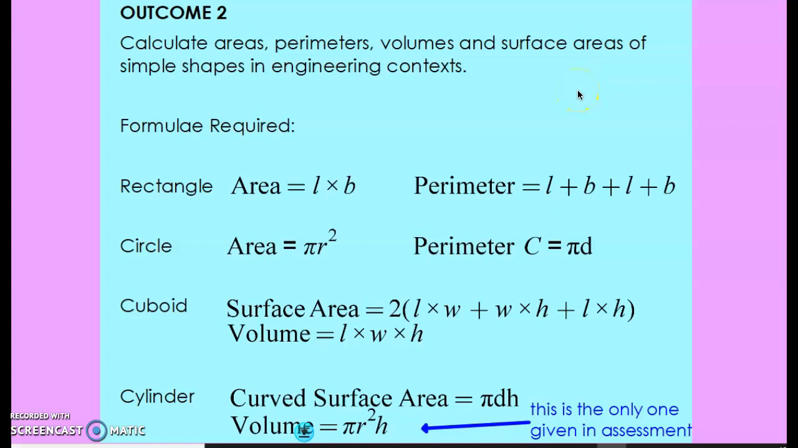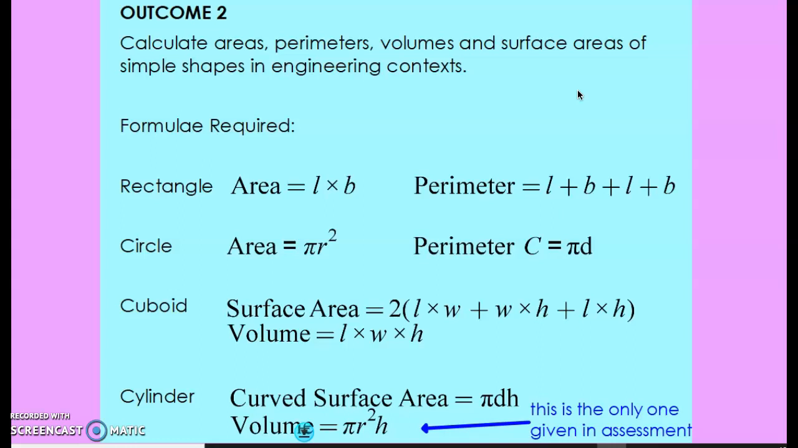Okay then, outcome 2. Outcome 2 is all about different shapes. It's about calculating areas, perimeters, volumes and surface areas of simple shapes. We're going to have a look at rectangles, circles, cuboids and cylinders. The only formula you'll get given in the assessment is the volume of a cylinder, which is pi r squared h. The rest you'll be expected to remember.